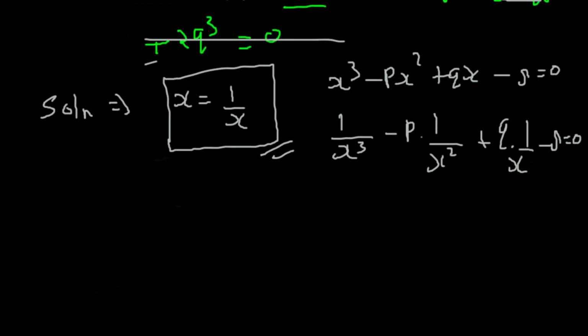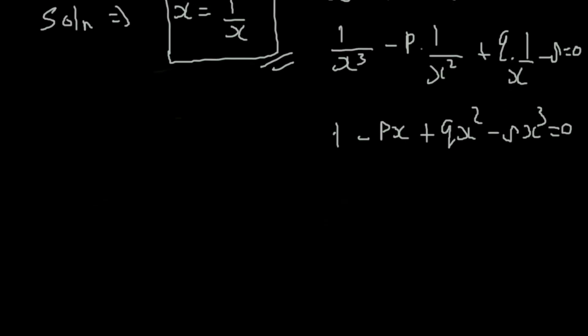Now multiply the whole thing by x to the power 3. It will be 1 minus px plus qx square minus rx cube equals 0. Now let's make it an equation by multiplying the whole thing by minus 1. It will be rx to the power 3 minus qx square plus px minus 1 equals 0.